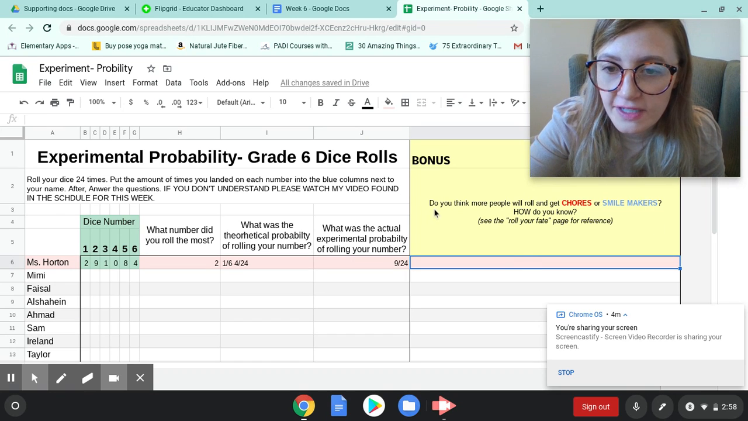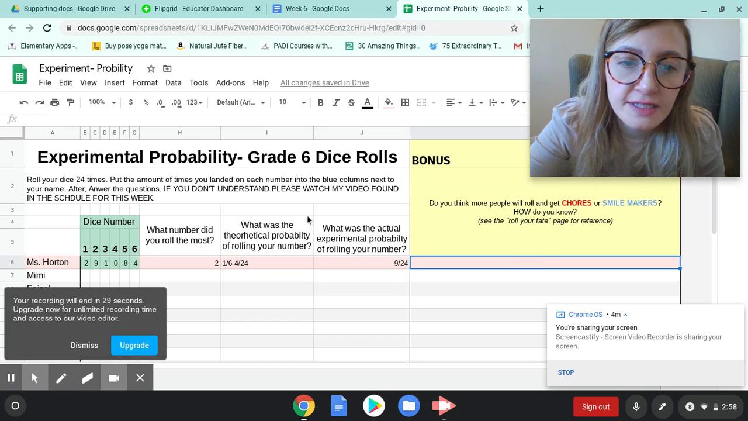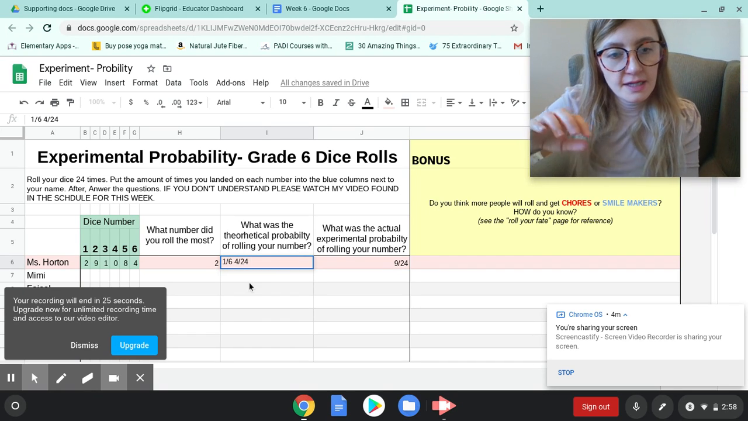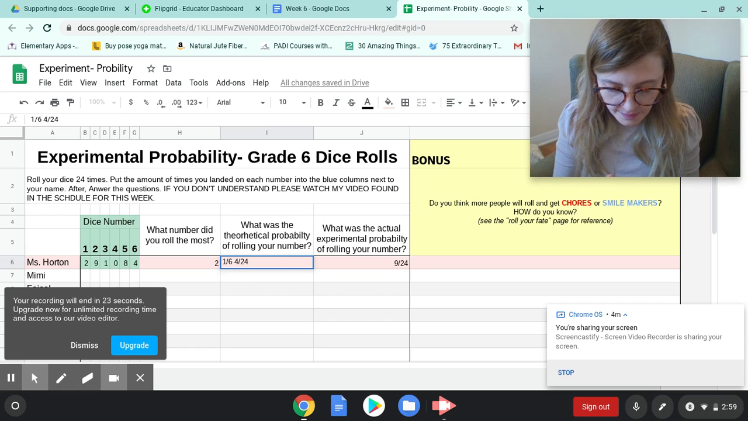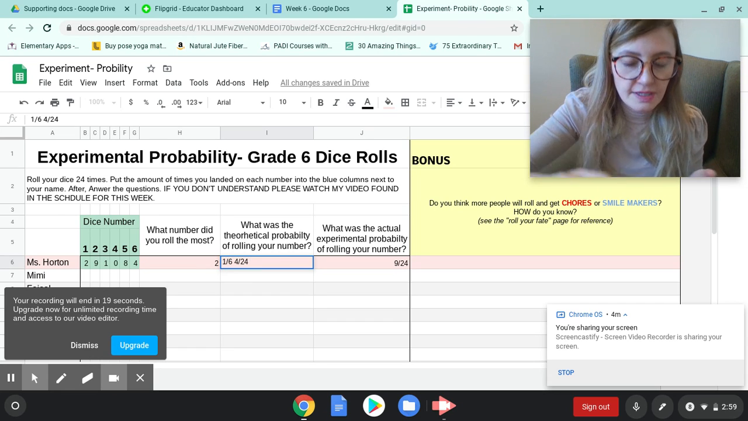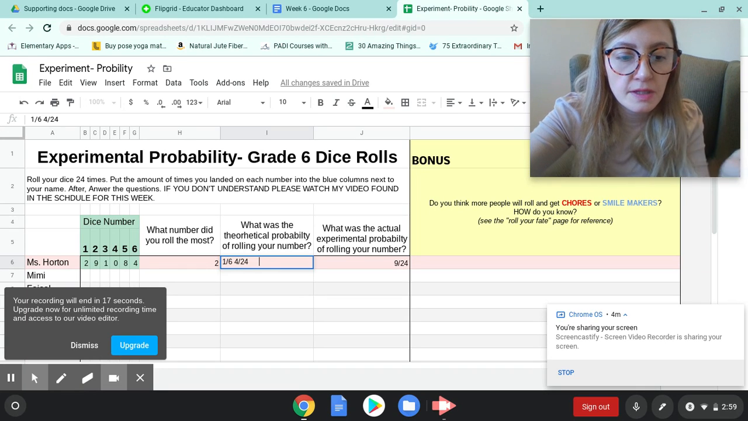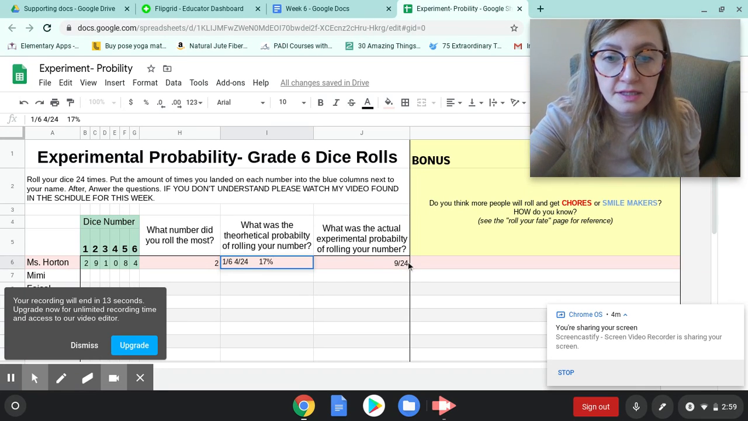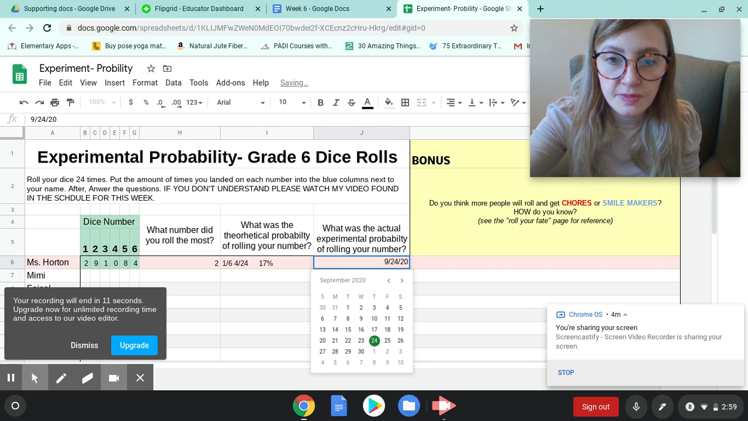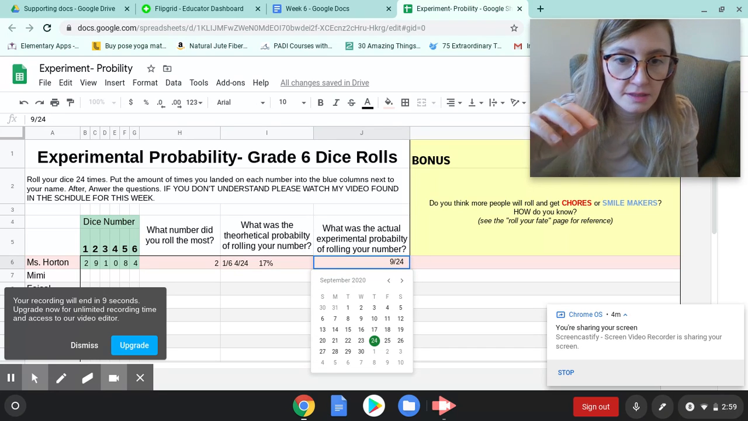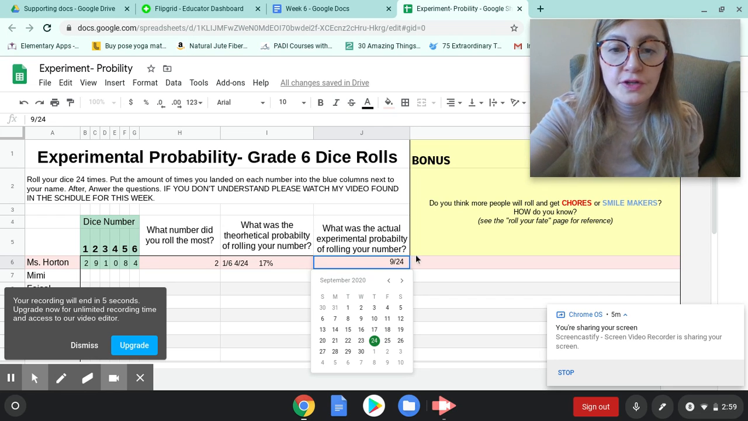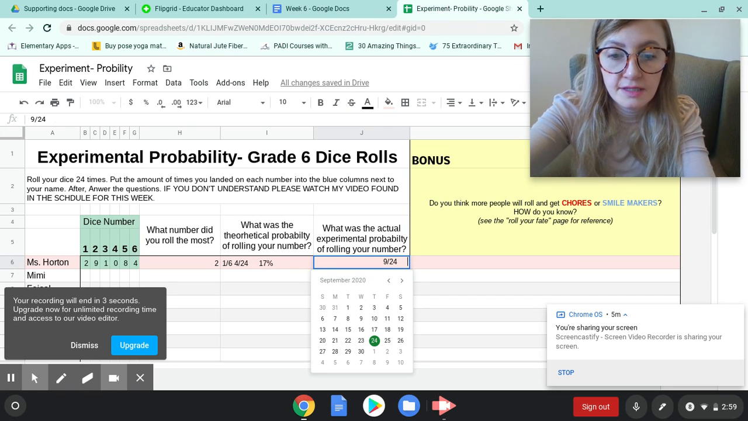This is a bonus question. I'm not going to explain it because it's bonus. The other thing you might want to do is convert this into a percent. So 1 divided by 6, we know that's 17%. And this one actually turned out to be 38%. And that's all for today.